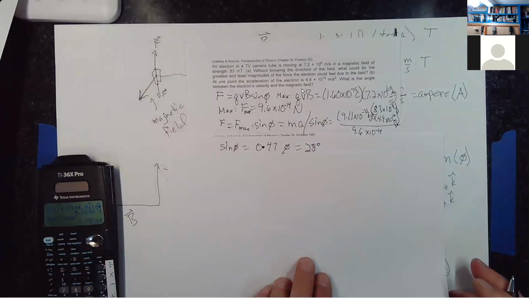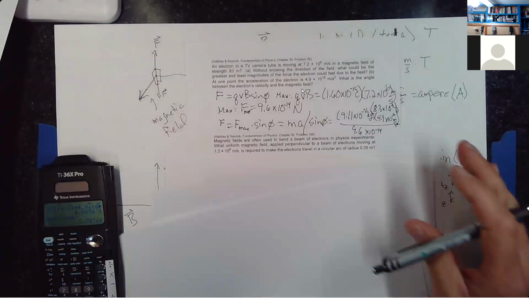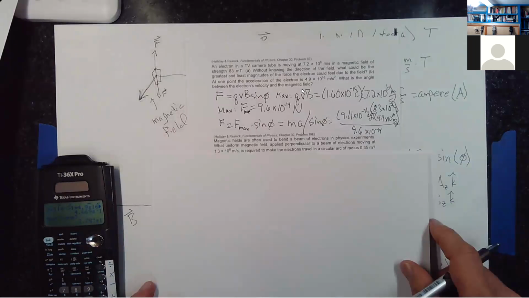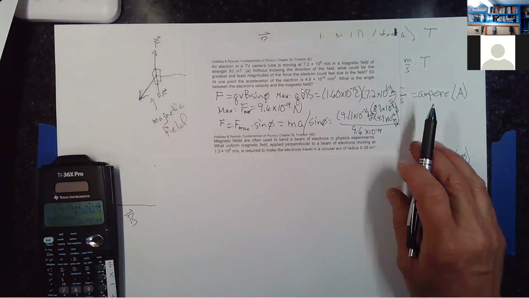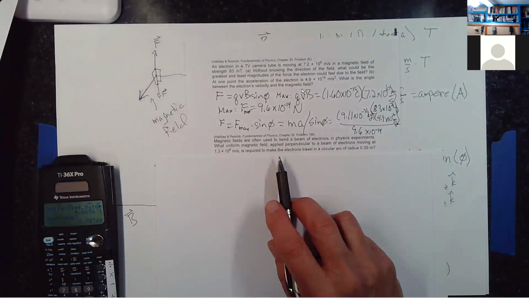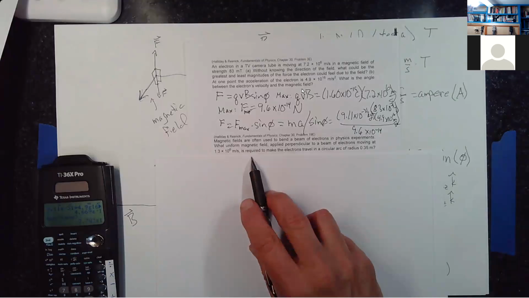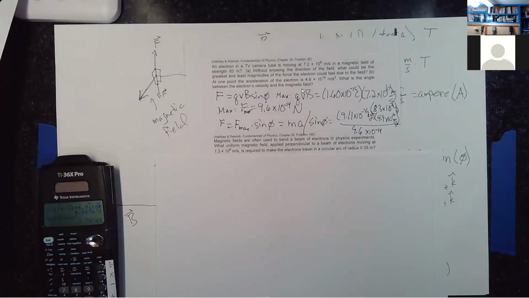So there's our first one. New batch of physics here. The second one says magnetic fields are often used to bend a beam of electrons in physics experiments. That's the way to do it. What uniform magnetic field applied perpendicular to a beam of electrons moving at 1.3 times 10 to the 6th meters per second is required to make the electrons travel in a circular arc of radius 0.35 meters? Here's the thing. When you have a force that is always perpendicular to the velocity, it'll make the things travel in a circle, if you've got a uniform magnetic field anyway.